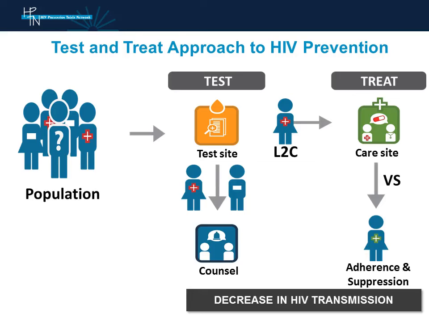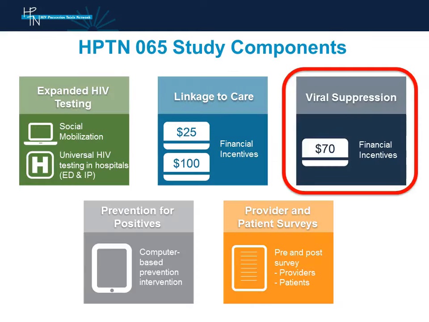Next slide. So HPTN 065, the parent study, really had multiple study components that mirrored all these different pieces of the test and treat approach. But what we're going to talk about today is just the component used to encourage people to receive and maintain viral suppression by using a financial incentive. Next slide.